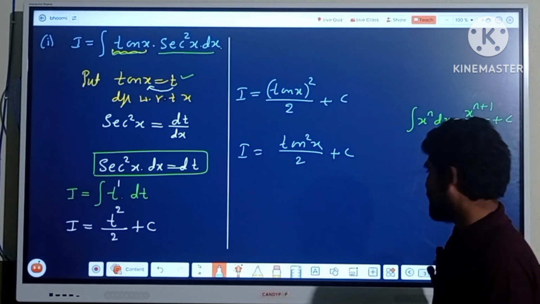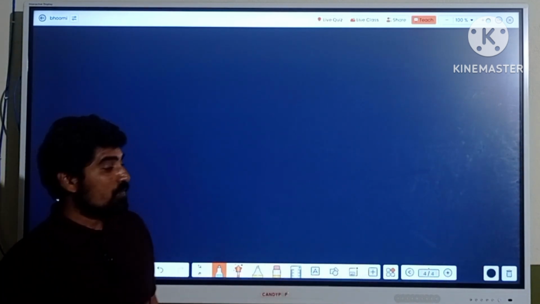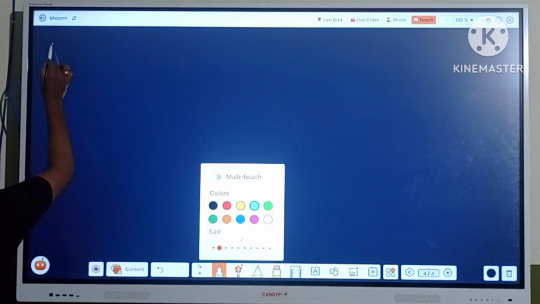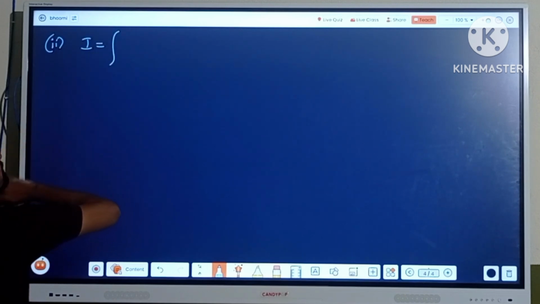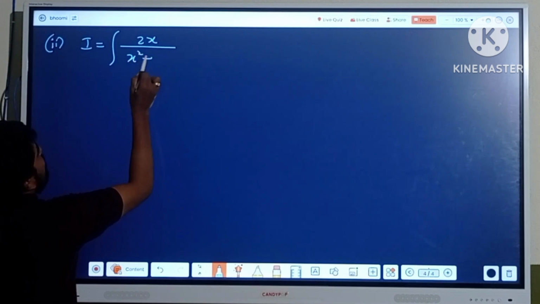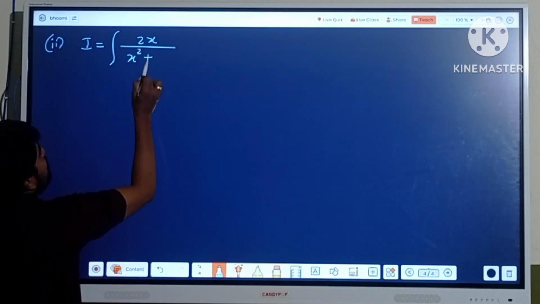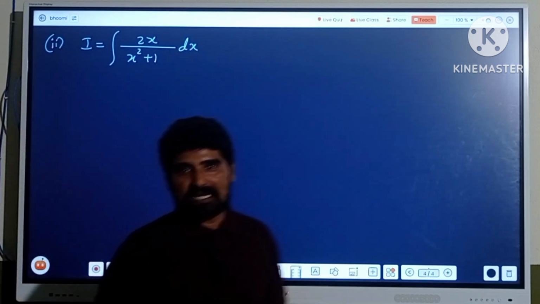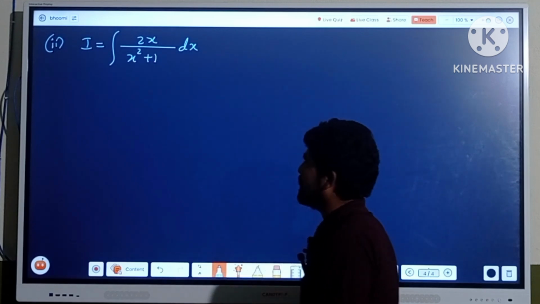So let us consider one more example, and then we go to the previous year questions. Now the second question: evaluate I equals integration of 2x divided by x square plus 1 with respect to x. Now observe the integrand here. What is the integrand here? 2x divided by x square plus 1.